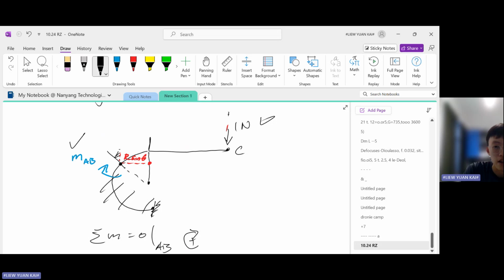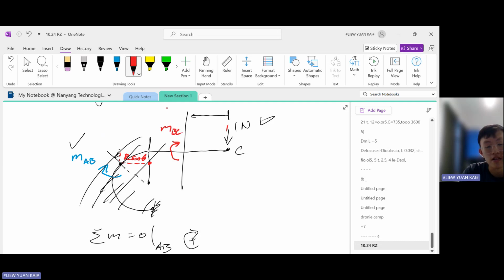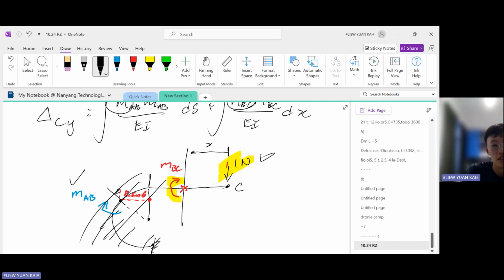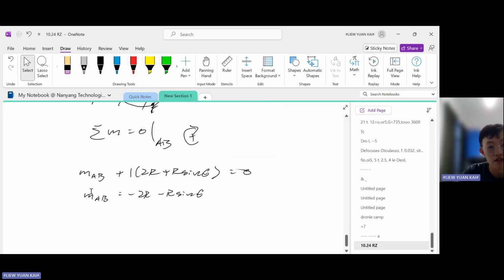Okay, so how do we do that? We start from this end. We go somewhere in the middle of BC, take a cut, throw everything away behind the cut. Then after that, draw the virtual internal moment. So this is MBC. Then you ask yourself, what can contribute moments about this cut? It will be this MBC and this 1 Newton load. Okay, so remember, this is our coordinate, so this x. Okay, so we have positive MBC.